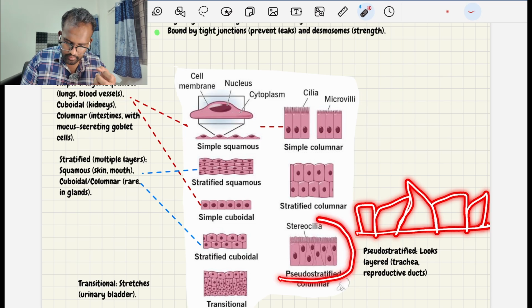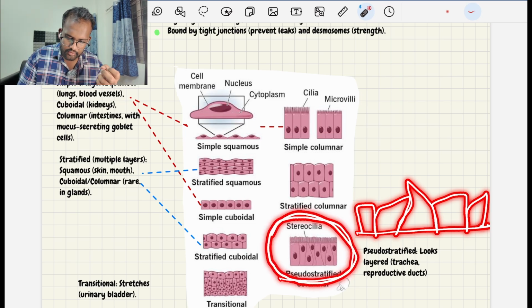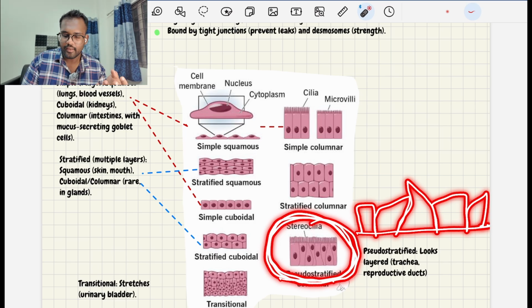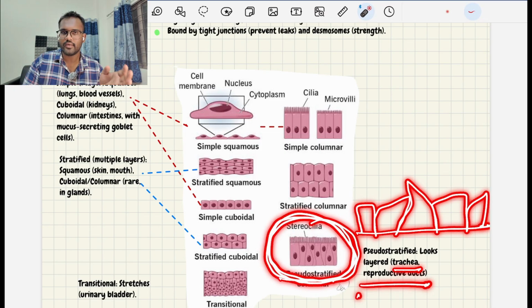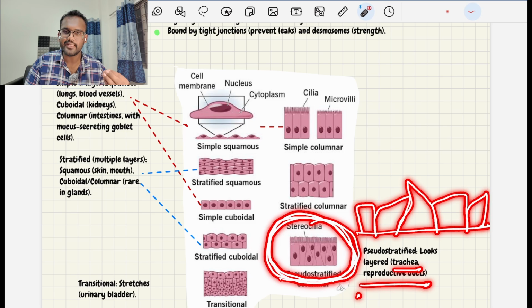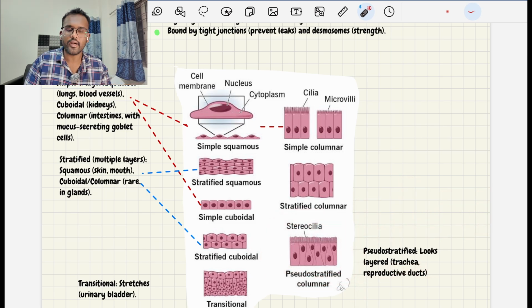As you can see here, this is the pseudo stratified epithelial tissue. Mostly it will be present in trachea, reproductive ducts, etc. It will mimic the stratified nature, but it is not a multi-layer tissue, it is a single layer tissue. So this is regarding epithelial tissue.